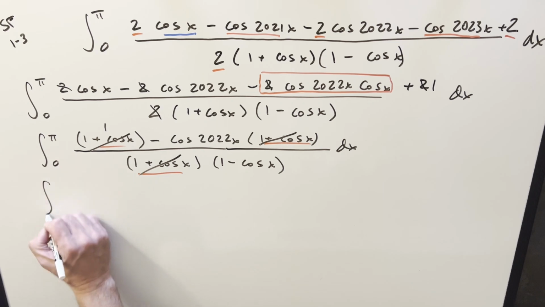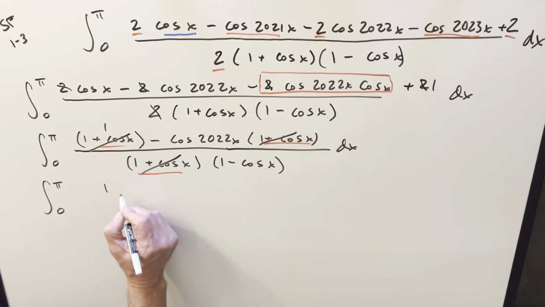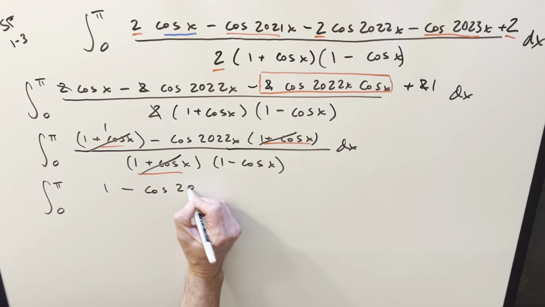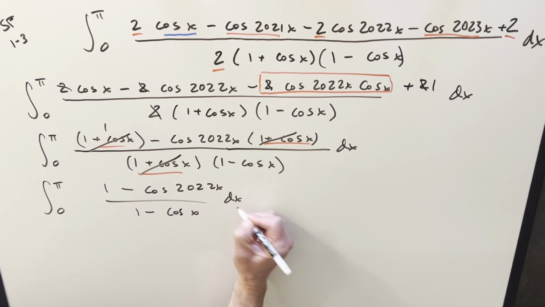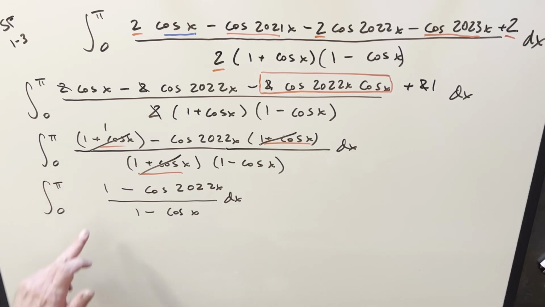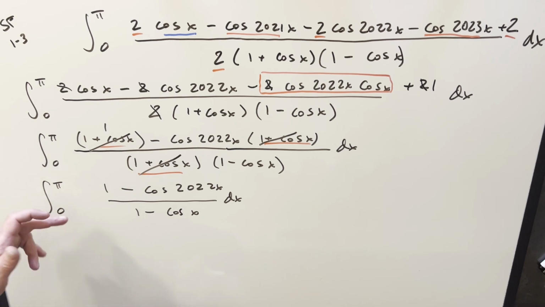And so when we clean it up, we've got something quite a bit simpler looking. We've got the integral of 1 minus cosine 2022x over 1 minus cosine x dx. Now, the first time I did this, I got to this, I was pretty excited, and then I realized I don't necessarily know how to do this integral.